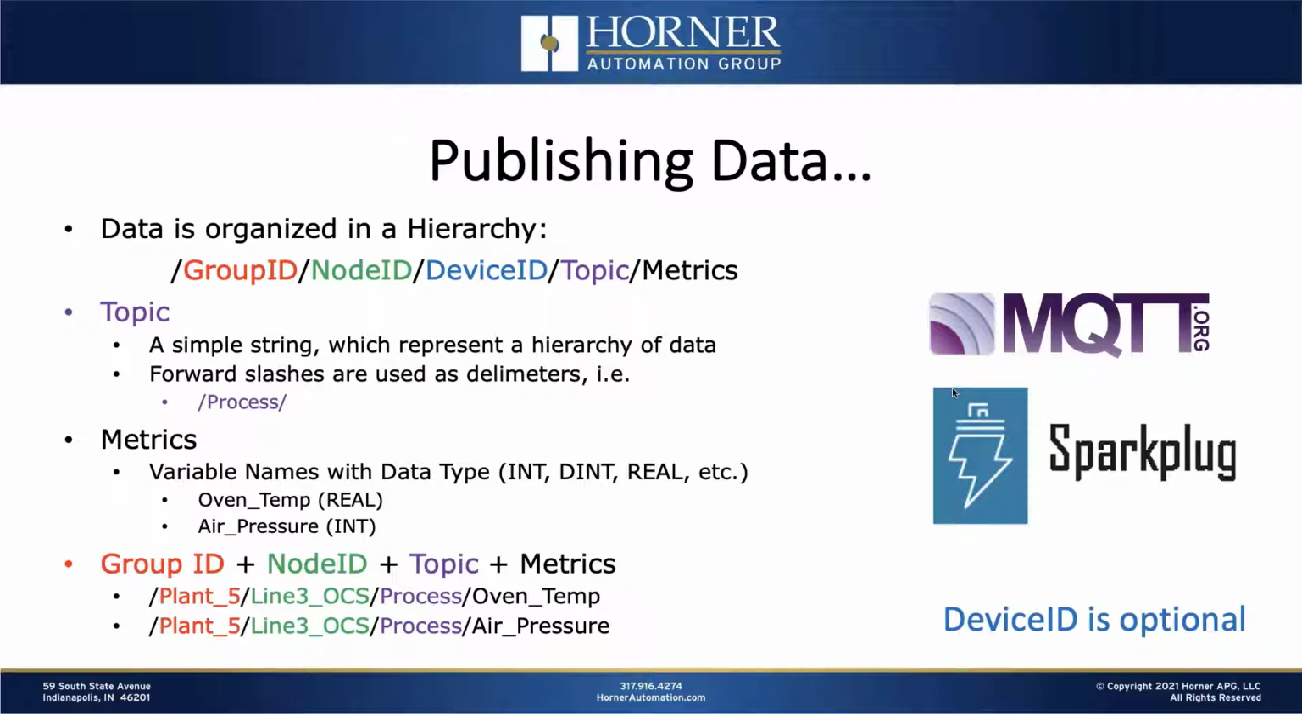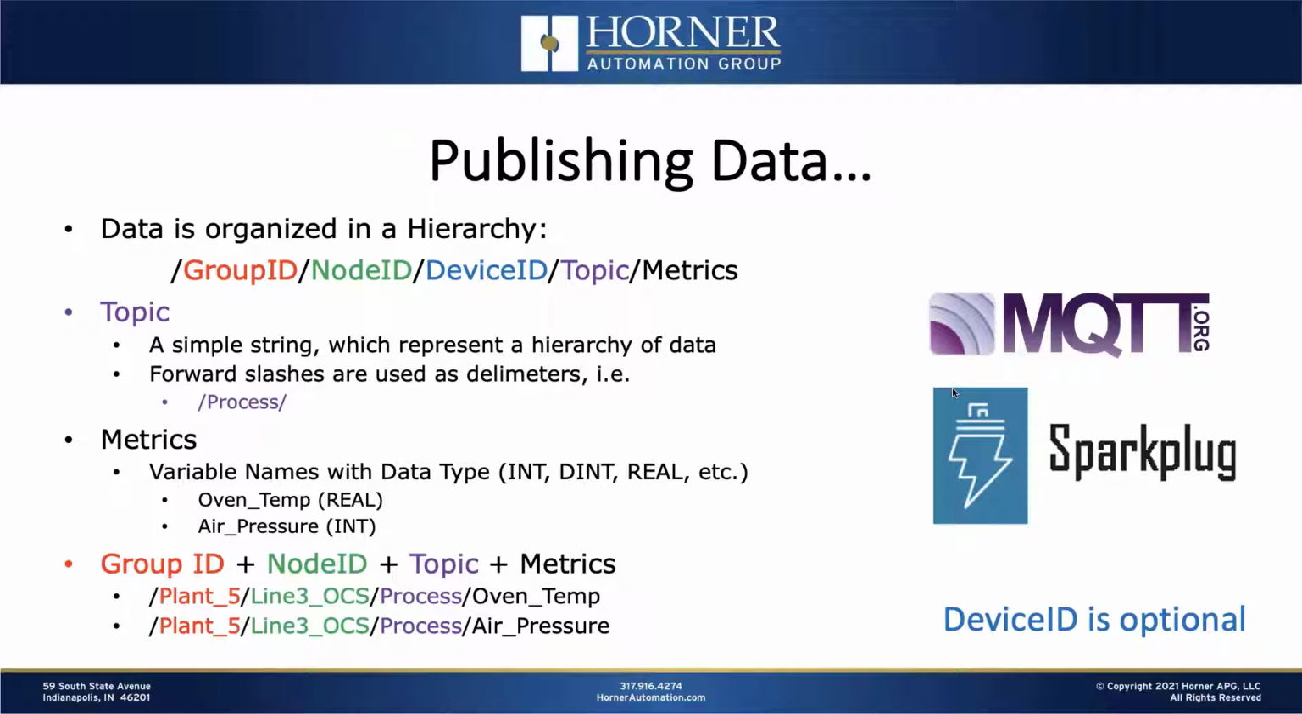And I talked on a previous slide that you need to specify a group ID and a node ID. There's also an optional device ID, because that edge of device client, like an OCS, could have other devices connected to it on a lower level, and those could be assigned device IDs. And then once you get below that level, then you're at what's called the topic level. So a topic is effectively a simple string which is going to represent that group of data, if you will, and that is configured in the client, and it's configured in the OCS, and we'll show that today.